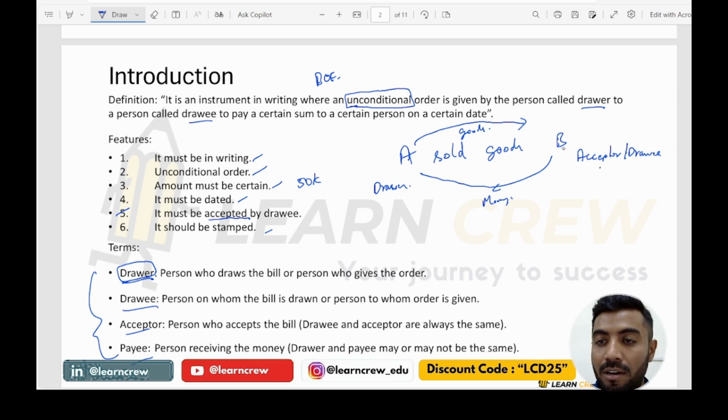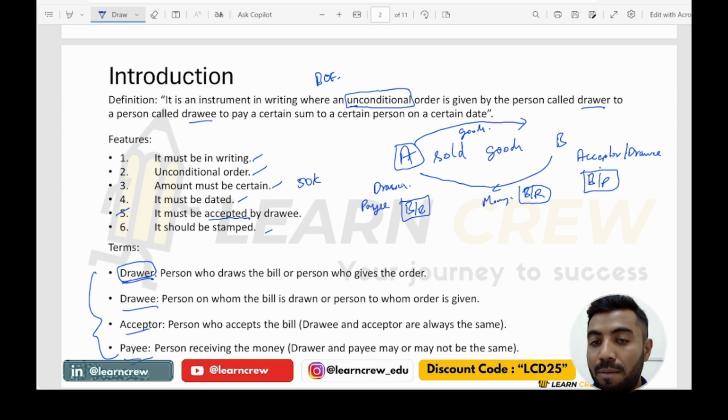So here, when the bill is drawn, instead of money, we record it as bills receivable in the books of A. But in the case of B, it will be bills payable. Here, we also have another term called payee. The payee is a person who is receiving the money. In this case, A is only receiving the money. So A can also be known as drawer or payee.